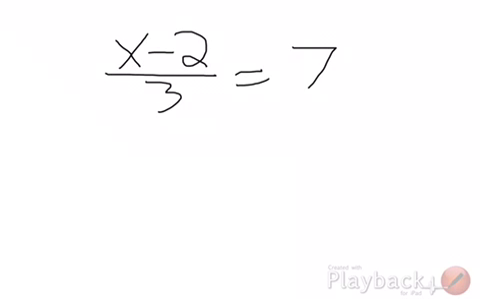Hello class, just wanted to show you another example of solving two-step equations. So like I said in the last video, you are going to undo the math on the side of the variable to isolate the variable, to get the variable by itself. And when you do this, you're going to follow the reverse order of operations. So you do the opposite of what you would do when you're normally trying to perform mathematics. So here's an example, x minus 2 all divided by 3 equals 7.